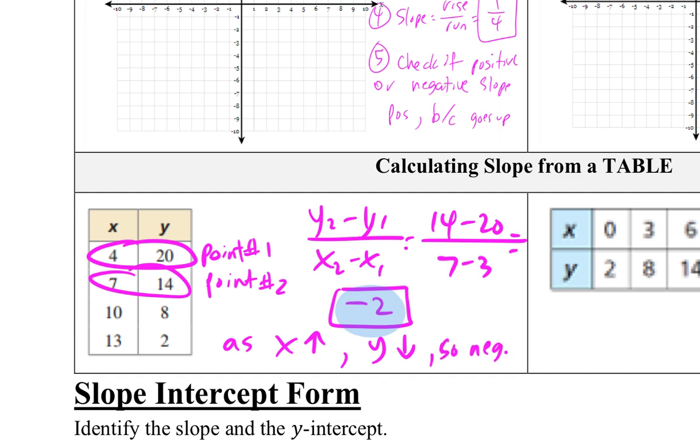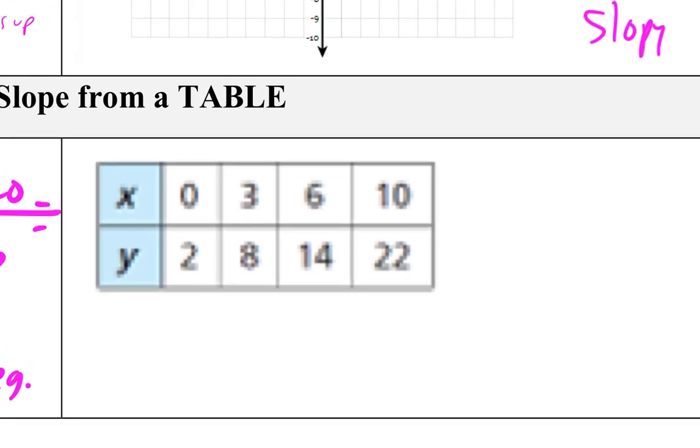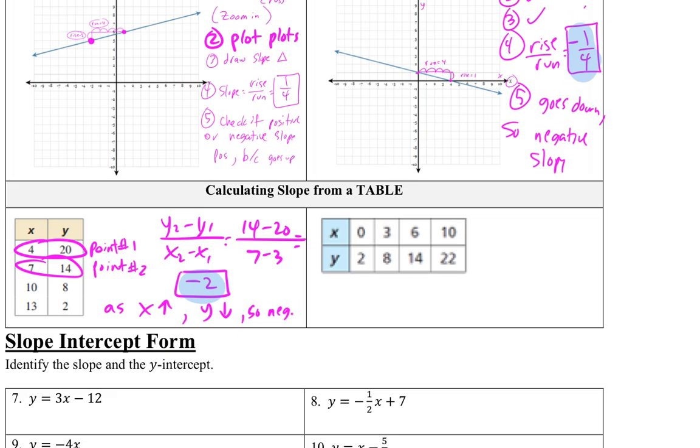So negative. Okay, let's check this one out. What do we think this is? As x increases, y goes up. So it should be positive slope, right? So we're going to say this is our point 1, right? And we can say this is point number 2. Okay, so let's do it.